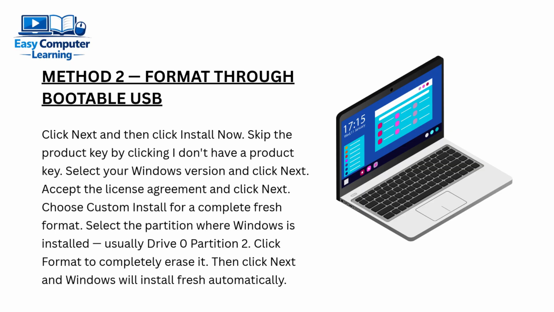Click Next and then click Install Now. Skip the product key by clicking I don't have a product key. Select your Windows version and click Next. Accept the license agreement and click Next. Choose Custom Install for a complete fresh format. Select the partition where Windows is installed. Usually Drive 0, Partition 2. Click Format to completely erase it, then click Next and Windows will install fresh automatically.